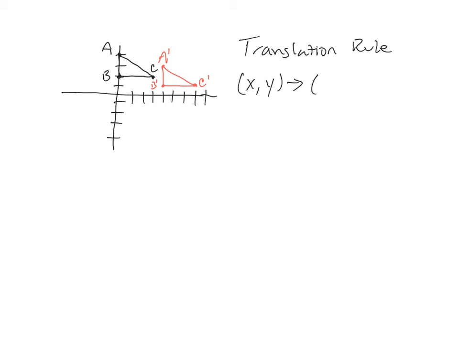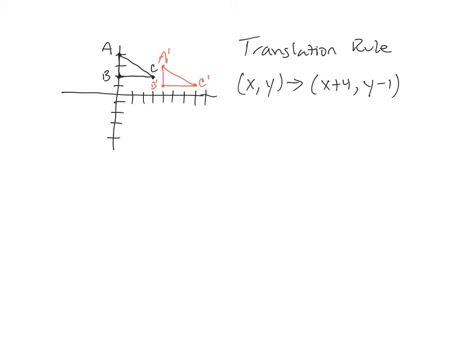Okay, so from A to A prime, we went to the right 1, 2, 3, 4. So I would write x plus 4. If I went to the left, I'd put minus. And then I went down 1. So remember, up and to the right are positive directions, and then left and down are negative directions. So if you go to the right, put plus whatever. If you go to the left, put minus whatever. If you go up, put plus whatever. If you go down, put minus whatever.